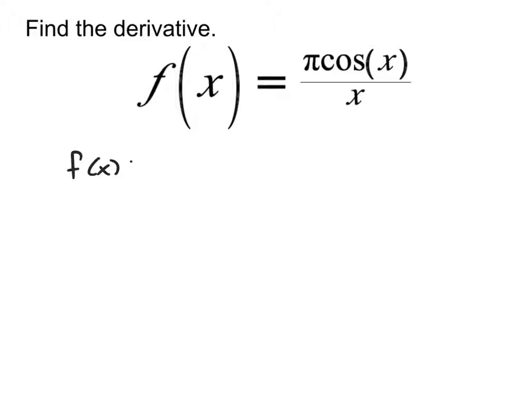So I'm going to just start by rewriting f of x as pi cosine of x, the top, times what? And then, since that x is on the bottom, remember that's like x to the 1, I can put it into the top. I turn that into x to the negative 1. And I want it in that format because now I can actually take the derivative of it. So now you can take our derivative, and yes, you will need product rule.